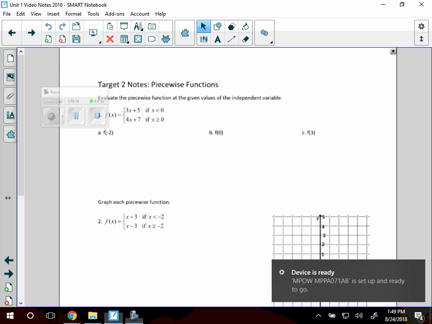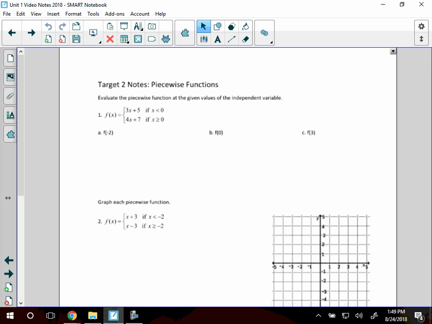Okay, so this video is about target 2. We're looking at piecewise functions, which are exactly what they sound like. They are functions that basically come in different pieces. So for the first function, I can see that this is defined in two different parts. One part if my x value is less than 0, and the other part if my x value is greater than or equal to 0.